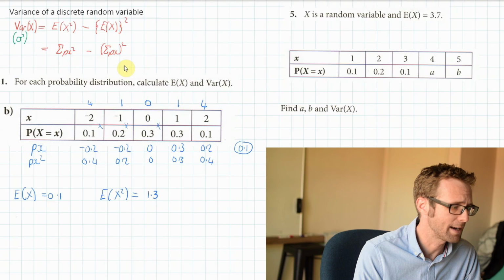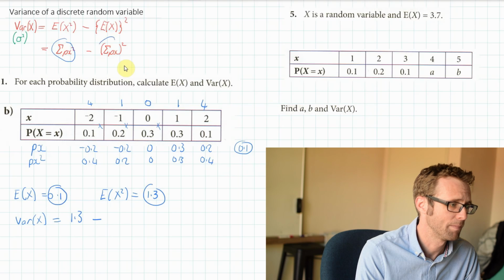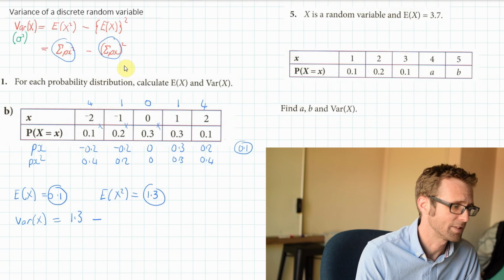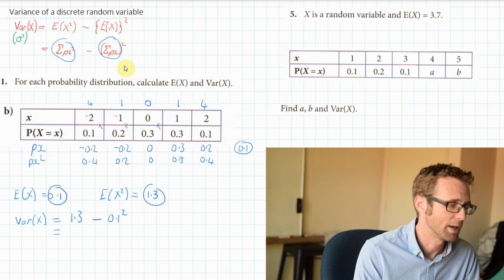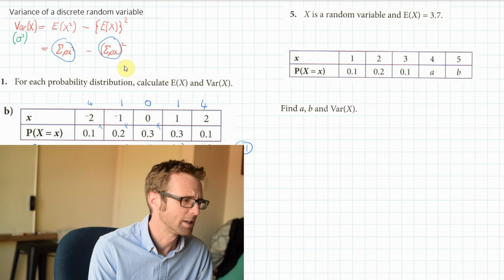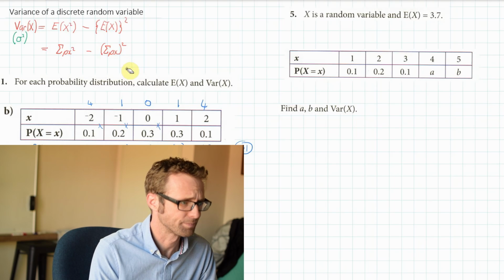And so var(x), or the variance in this case, is going to be this number here, which is what we've got here. So 1.3 minus the sum of x p(x), and we're going to square that. So this is 1.3 take away 0.01, so we get 1.29. That's our first question. Hope that makes sense. Let's try another one.